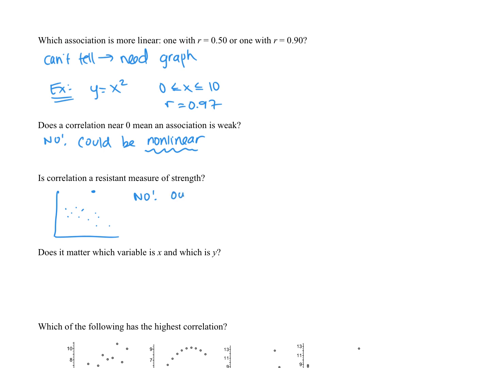Now, we could get an outlier that is in the pattern or that's out of the pattern. So the one that we have right there is out of the pattern. So out of the pattern means that R will get closer to 0, because the point does not follow the pattern.